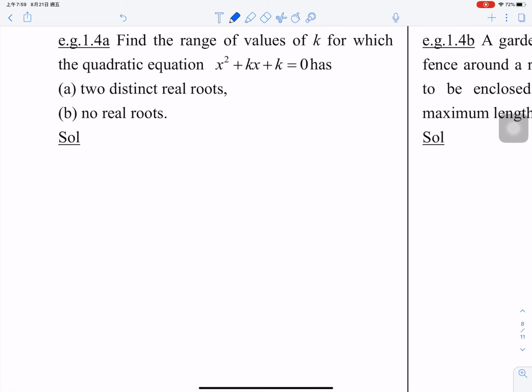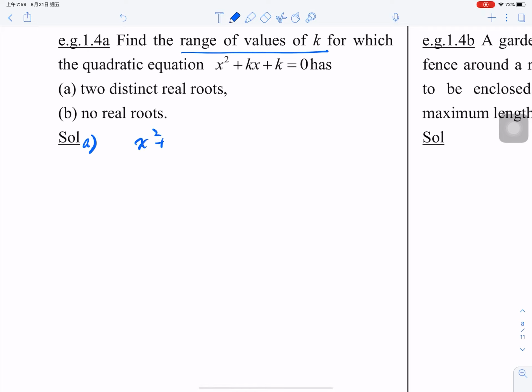1.4a. Find the range of the values of k for which the quadratic equation has two distinct real roots, or part B, no real roots. Okay, so this one seems like quadratic equations. However, this time, when you know about quadratic inequalities, then you can solve this kind of question now.